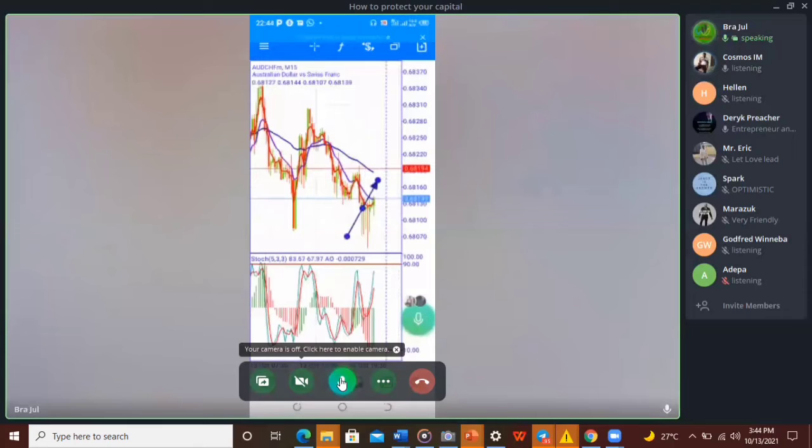Madam Helen says 5. Is she right? Yeah, she was right, but it has moved a bit. The first price we used was 0.6820, and then the second one was 0.6813. So that gave me the difference between those two prices.